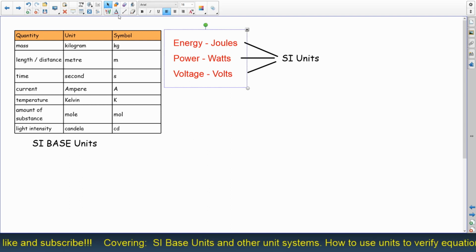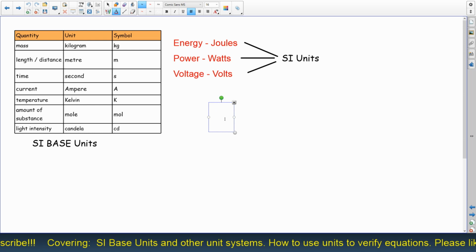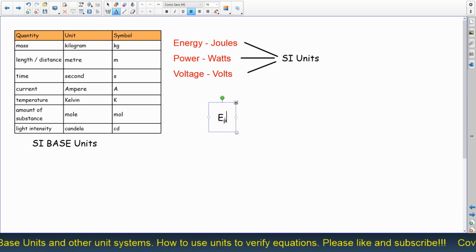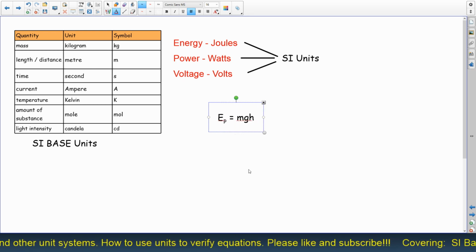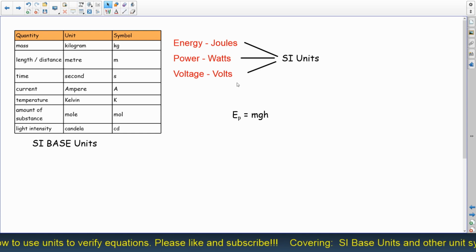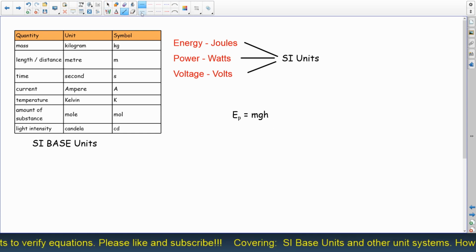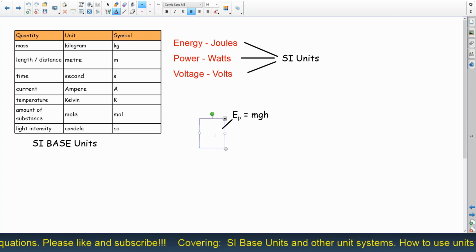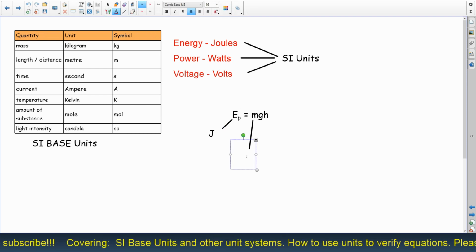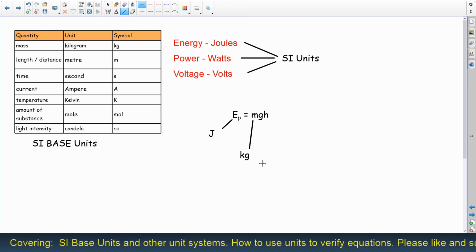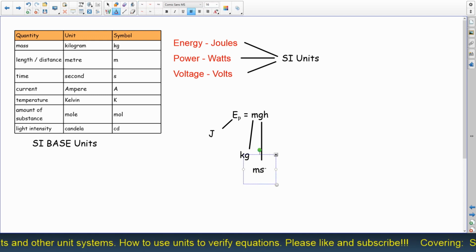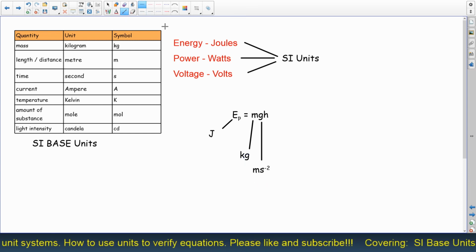So if I take energy, for example, any equation for energy will do nicely. So let's pick potential energy, E subscript P, is equal to mgh. That's an equation for energy where we have mass, acceleration due to gravity, and height of the object. Technically delta h, but we'll leave it out. So we know that E_P is measured in joules, so that's J. We know that mass is measured in kilograms, so we can pop a kg in there. We know that g is measured in meters per second squared, ms^-2, because it's an acceleration due to gravity. And we know that height is measured in meters.